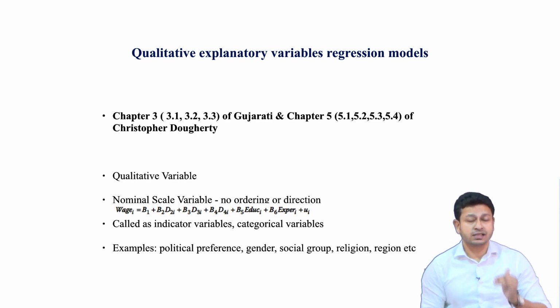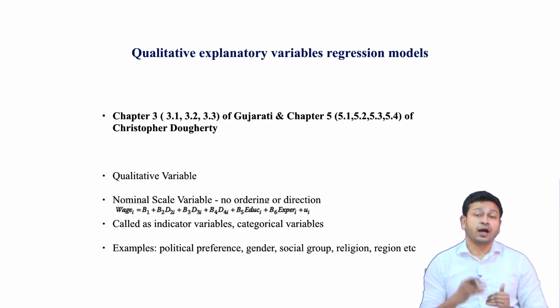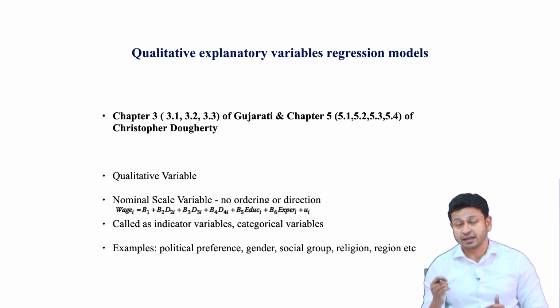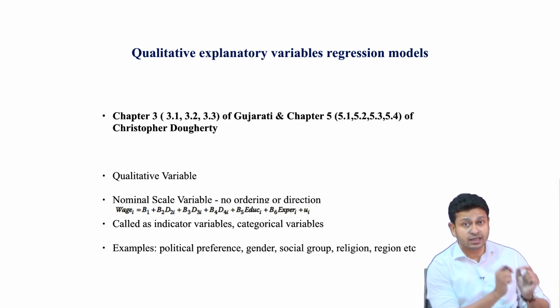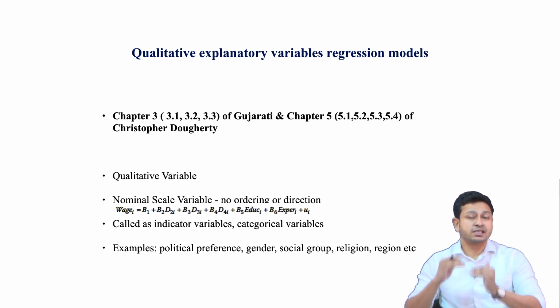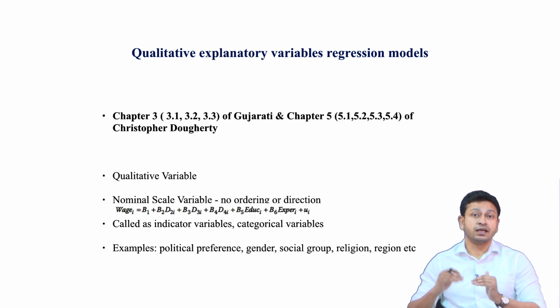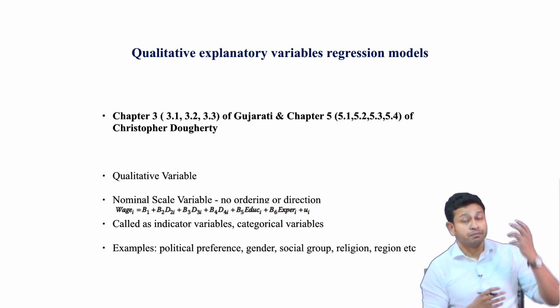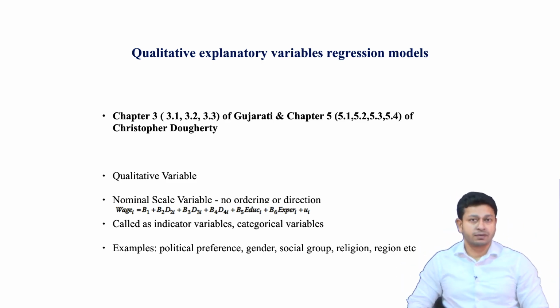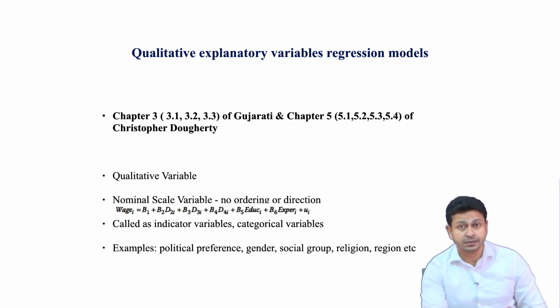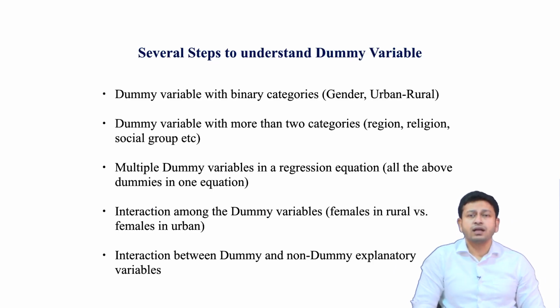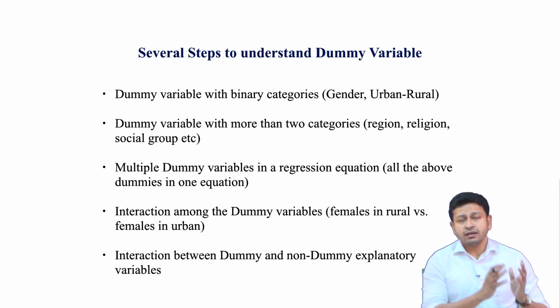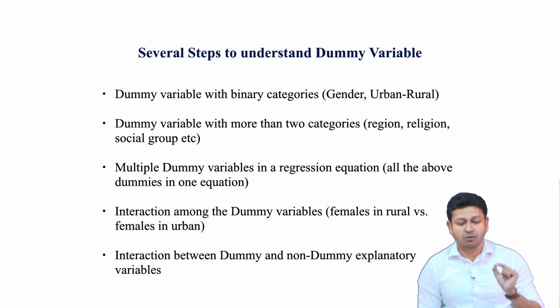So there is a fixed category, and you always try to measure the impact of other categories vis-a-vis the fixed category. For example, if I include a dummy variable called gender, and my fixed category is male, then I try to see the impact of being female on the outcome variable. We'll see all these concepts in the different categories of dummy variable. Now, how will I divide the lecture into different small parts?